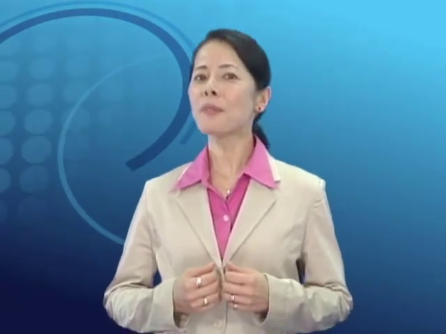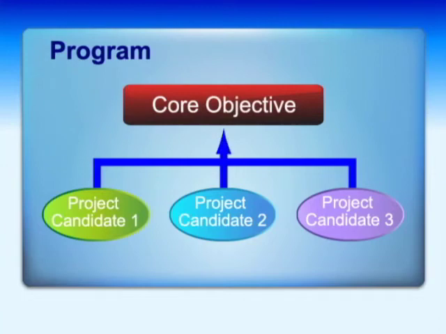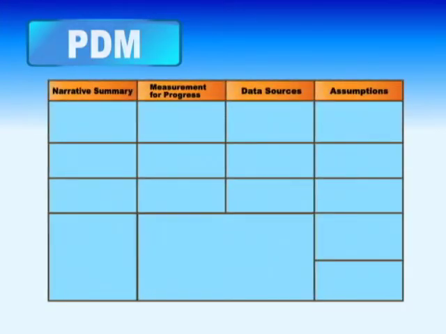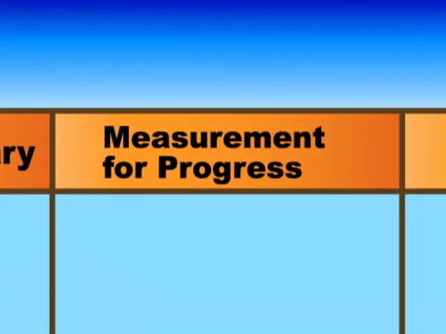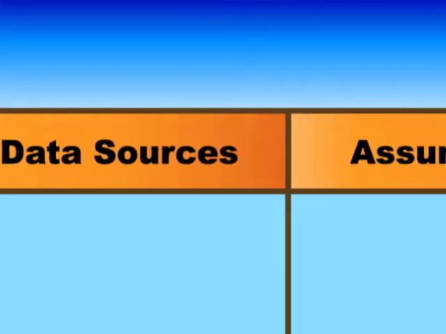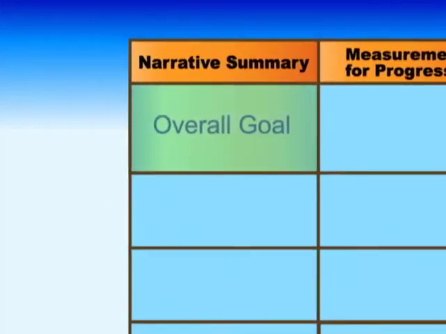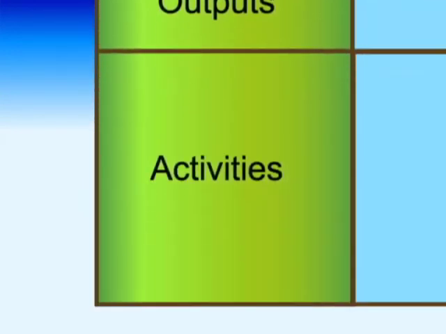Now, let's review this unit. Several projects are combined to make up a program. A PDM is made up with 16 cell tables. The columns are from left to right, narrative summary, measurement for progress, data sources, and assumptions. The rows are from top to bottom: overall goal, project purpose, outputs, and activities.